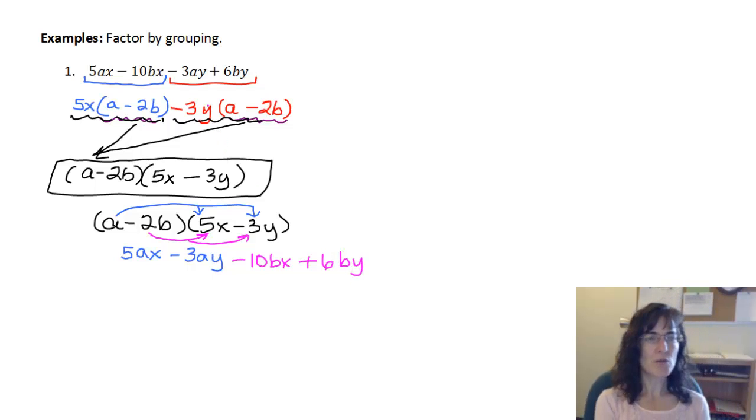And then I'm looking for my original polynomial to see if my terms match. I started with 5ax, I ended with positive 6by, and then my middle two terms are swapped, but I have negative 3ay and negative 10bx, so that one checks.